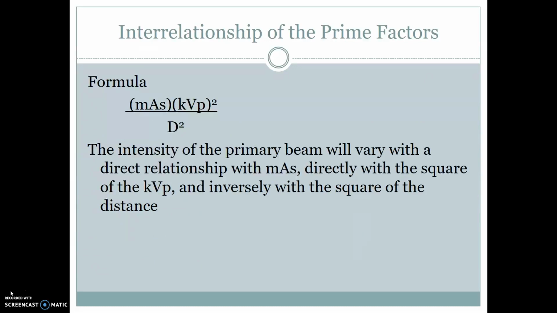There is an interrelationship of the prime factors, which can be calculated by the formula mAs times kVp squared divided by distance squared. The intensity of the primary beam will vary directly with mAs, directly with the square of the kVp, and inversely with the square of the distance.